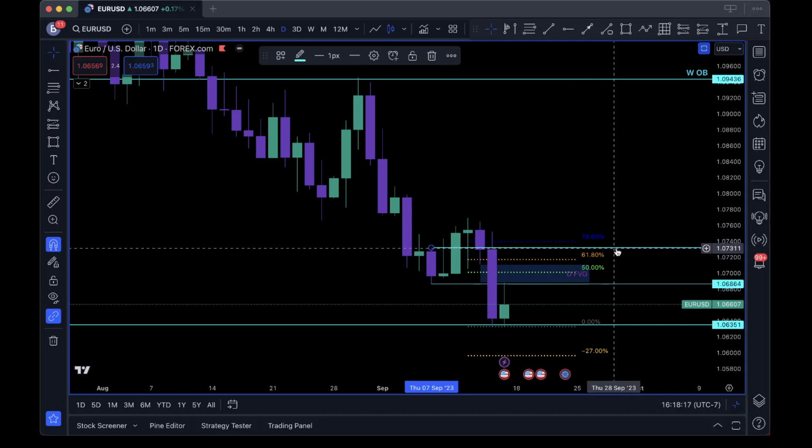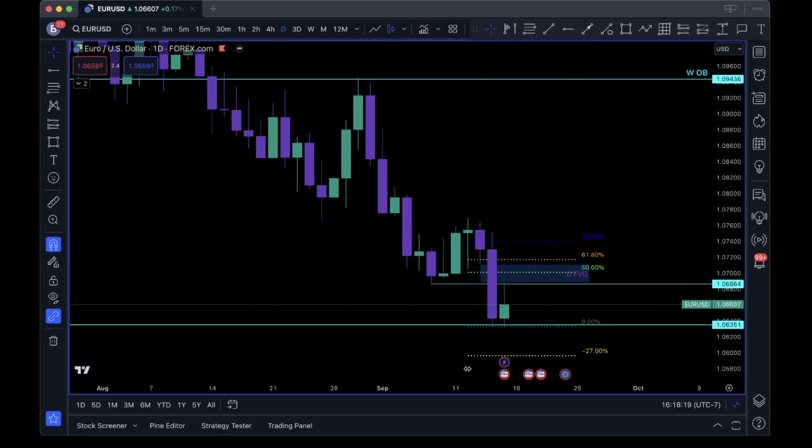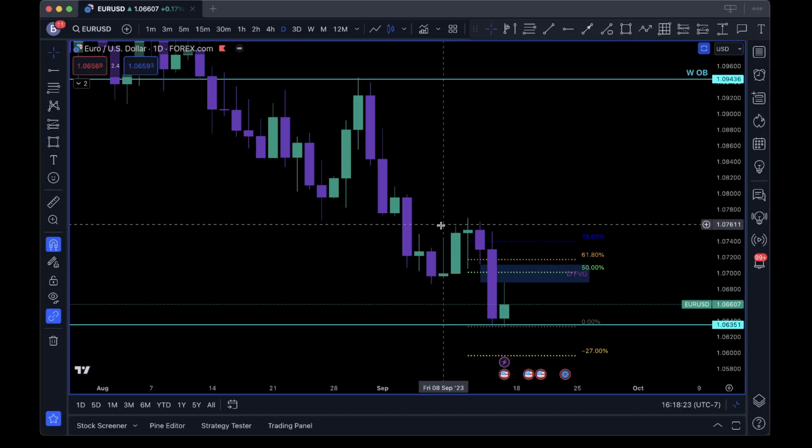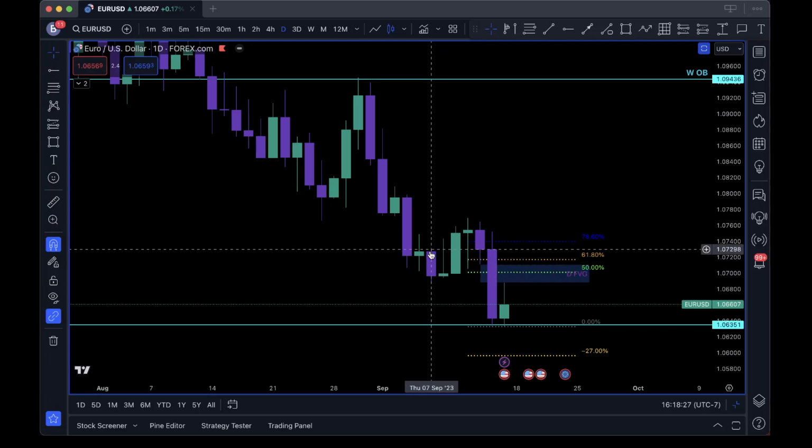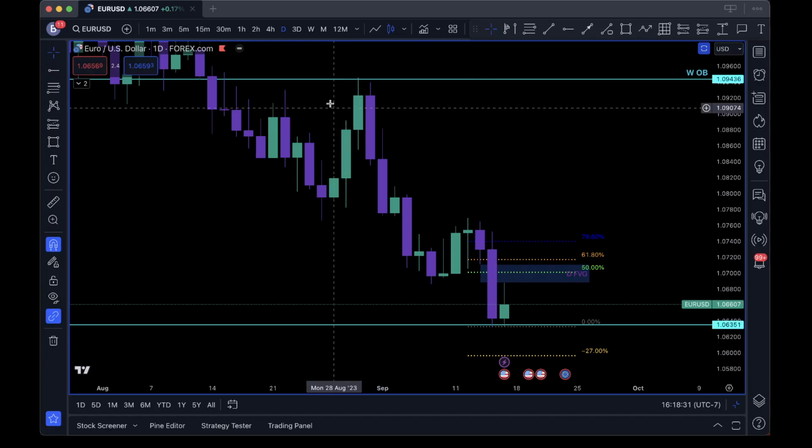I don't love all these lines, but we're going to keep that in mind, right? So let's just keep that in mind right here. This is our breaker block, right? We kind of pushed up, broke through. This was that last order block kind of candle before we broke through. So therefore it's our breaker block.